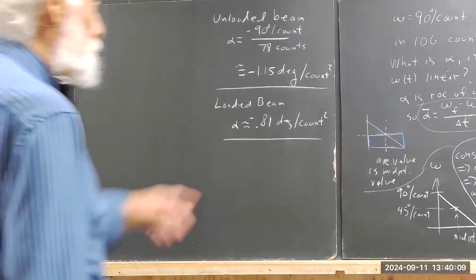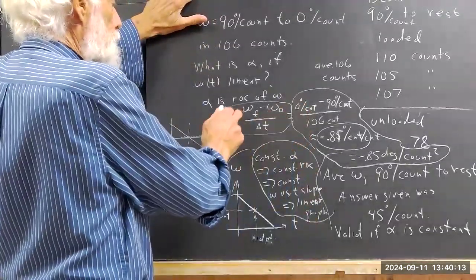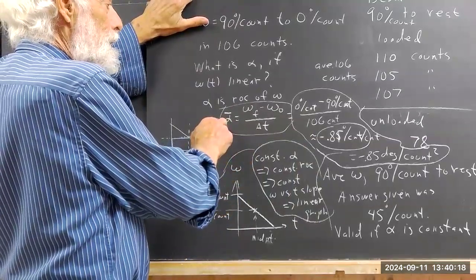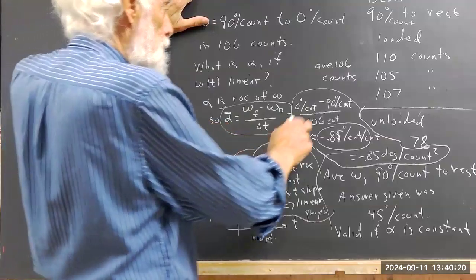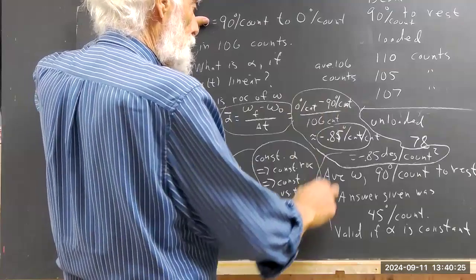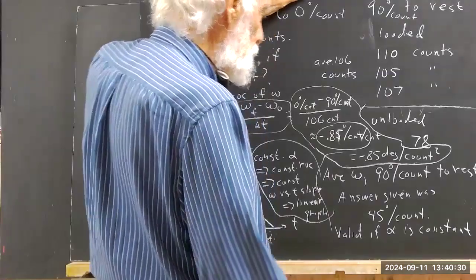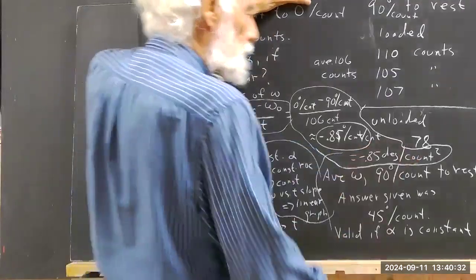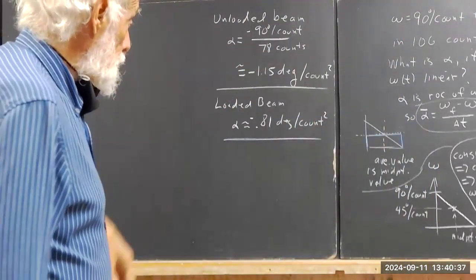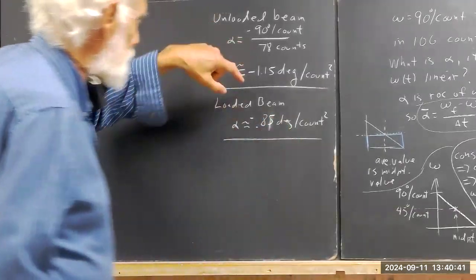Anyhow, we just determined this: alpha here is the change in omega over the change in time. The average angular acceleration is 0 degrees per count minus 90 degrees per count, over 106 counts, about negative 0.85 degrees per count squared. Just in case you had to call it that. And it's 0.85, not 0.8.